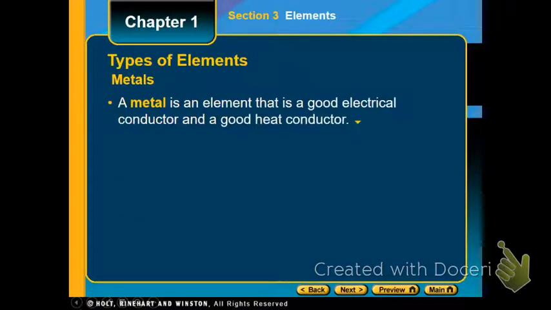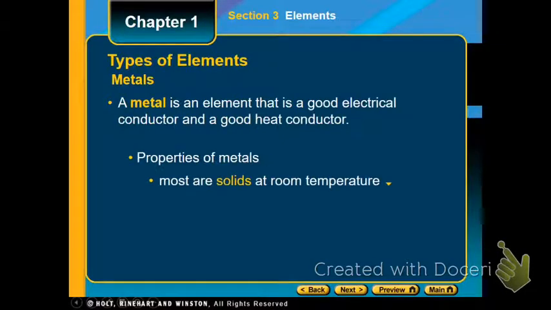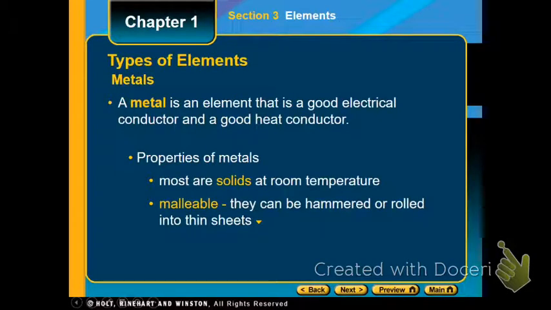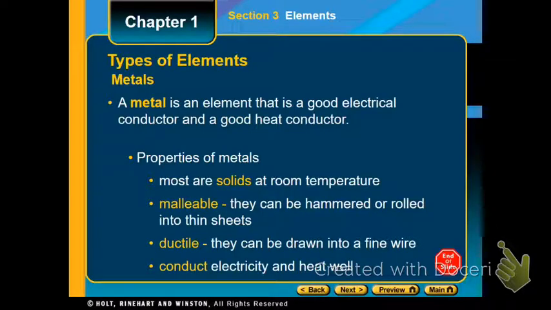Now, looking at our metals, making sure we get down some of the properties of metals, write down its definition. It is a good electrical conductor and a good heat conductor. Most of our metals are solids at room temperature. The one exception to that we will look at right now, hopefully you have found it, is mercury, and you are probably already aware of that. So mercury is one of those that is a liquid at room temperature, even though it's a metal. Metals typically are going to be malleable, ductile, and are good conductors of heat and electricity.